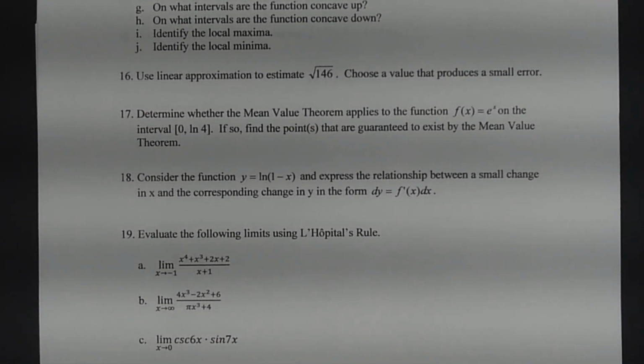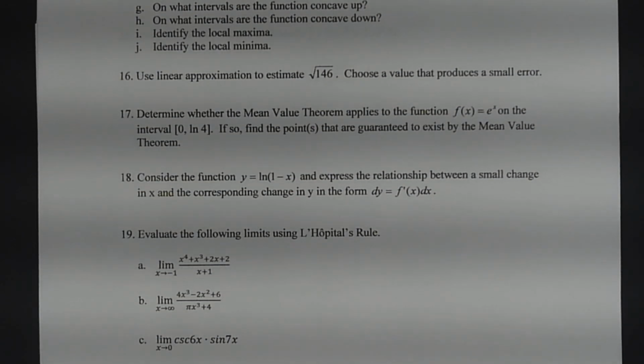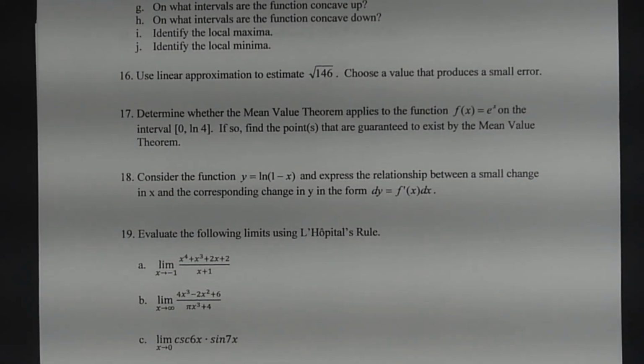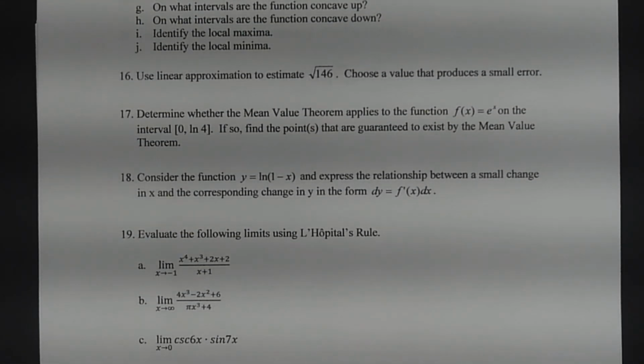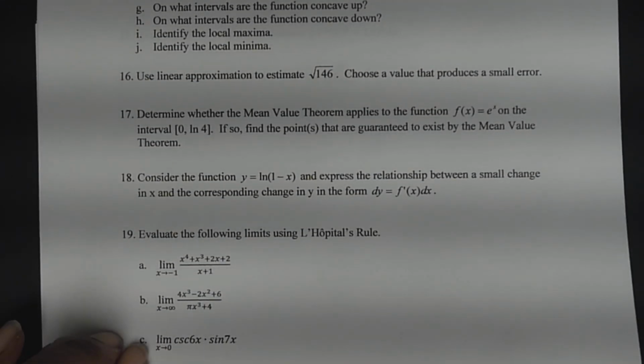All right, this video is the rest of the review sheet for the final exam in Calculus 1. And I'm starting with problem number 16, which is using linear approximation to estimate the square root of 146. And you're going to choose a value that produces a small error.